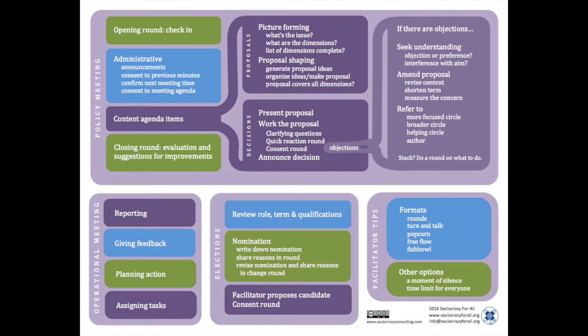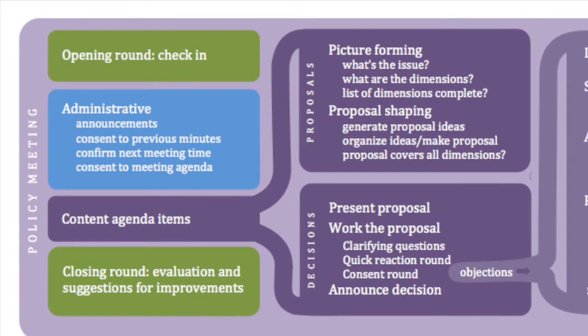So we are gonna look in the top left-hand corner. So green, you see the check-in, and green down below is the closing round. So this is sort of checking in, checking out. This is the frame of the meeting. Then you have administrative stuff in blue, and then the content agenda items. So this is how we structure a meeting. It's very simple, but the details really make it good.